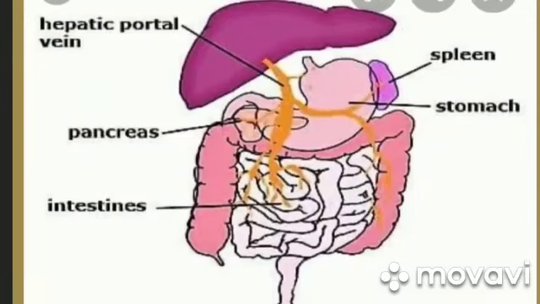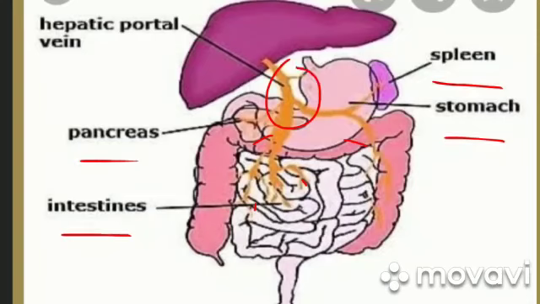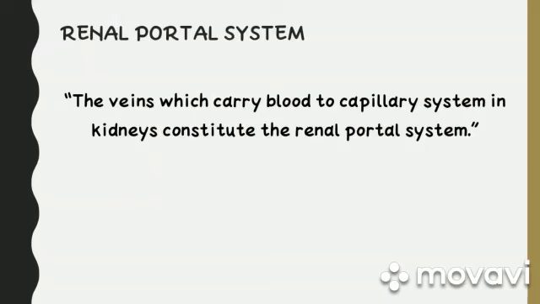This is a diagram of hepatic portal system. You can see that the deoxygenated blood from spleen, stomach, intestine and pancreas is carried by the veins, and these all veins are joined to make a major vein that is called hepatic portal vein.